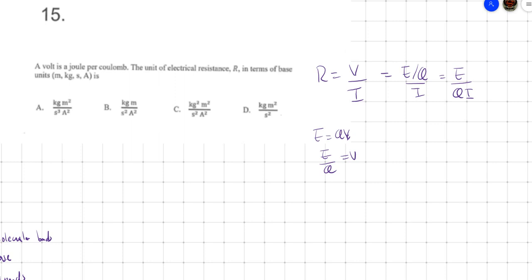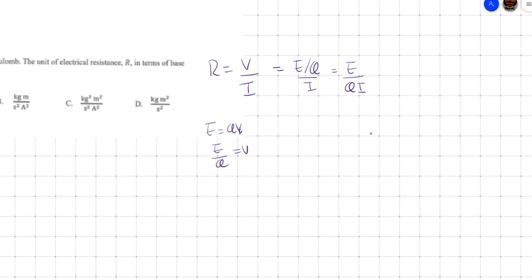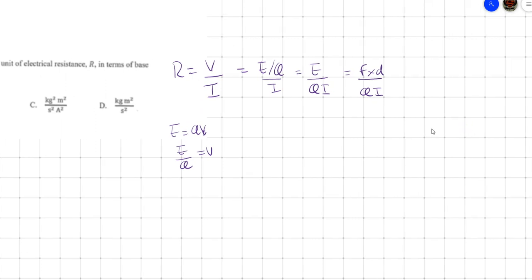What else can we do? Now energy is the same as work done. Work done is force times distance over charge times I. Charge we know is current times time, so we have force times distance over I squared times time. Force is mass times acceleration, so m a d over I squared t. I think we have pretty much done everything.